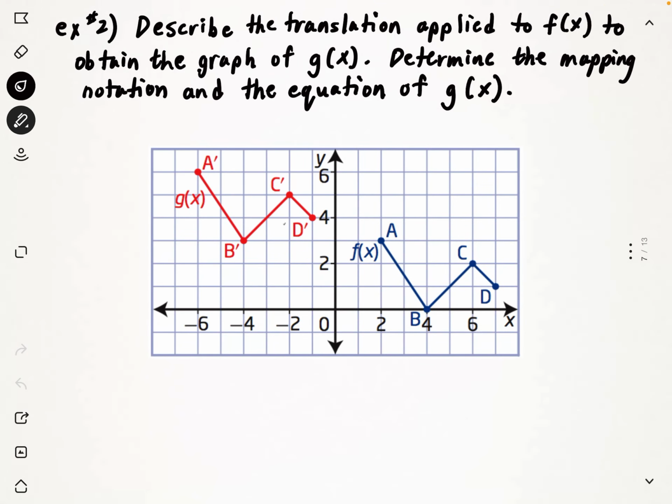Okay, and we're back for more. Take a look at this right here. Okay, we have two different graphs.